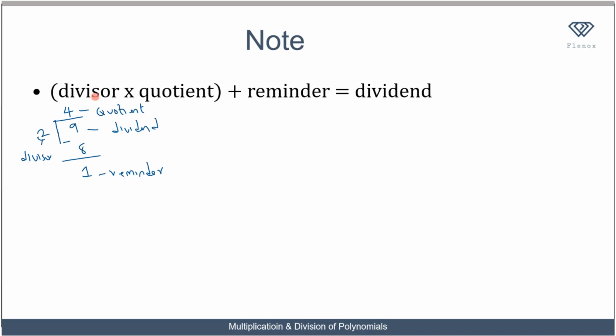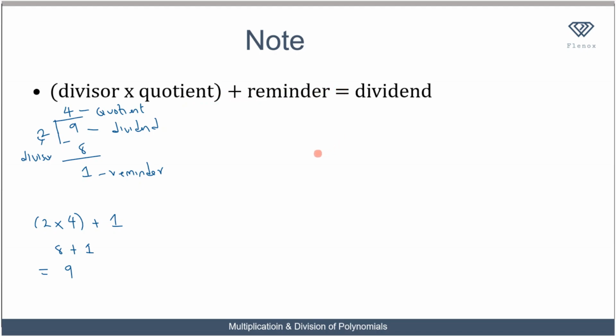So let's try to apply this rule. It says that the divisor times the quotient, so in this case the divisor is 2 and the quotient is 4, then plus the remainder, which is plus 1. Let's evaluate that: 4 times 2 is 8, and 8 plus 1 is 9. And 9 is equal to the dividend. So the divisor multiplied by the quotient plus the remainder equals the dividend.